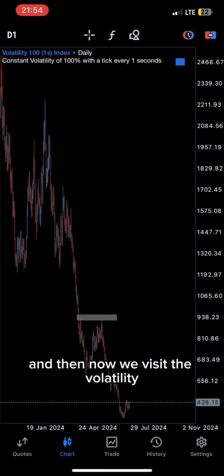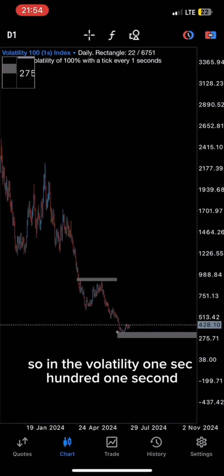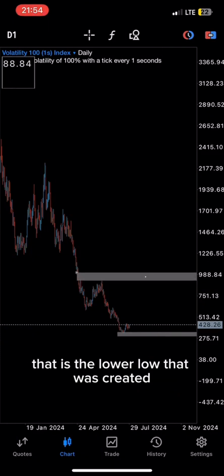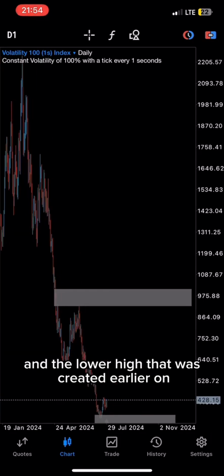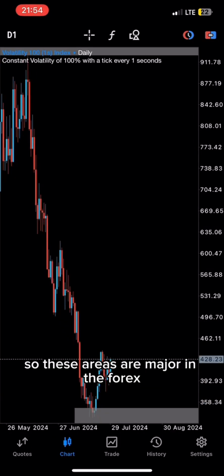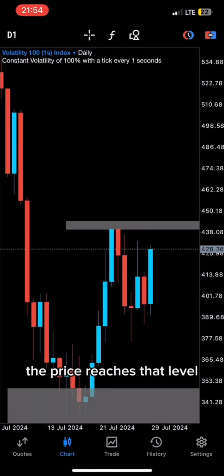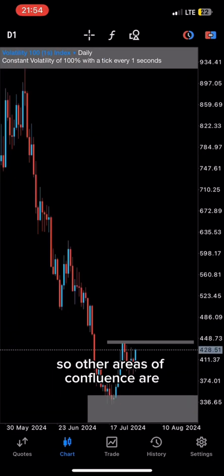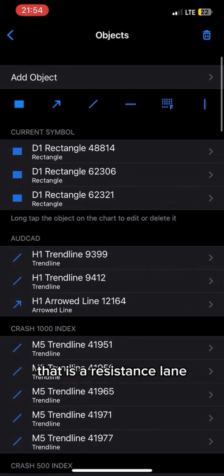Let's look for other trades elsewhere. And now we visit the volatility 100 1 second. In the volatility 100 1 second, we're going to mark the areas of confluence. That is the lower low that was created and the lower high that was created earlier on. These areas are major in the Forex because they are going to be respected each time the price reaches that level.